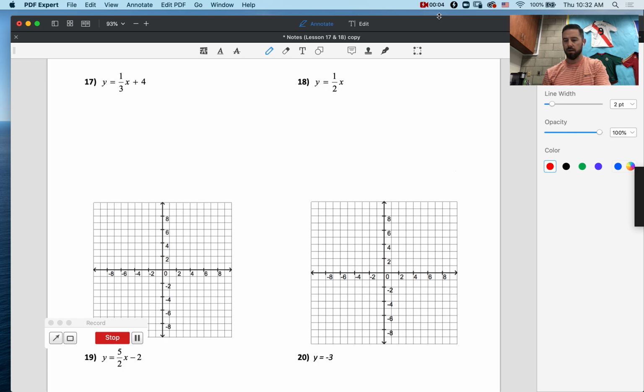Alrighty, let's get it going. Part two. Part two. I did a little outfit change from part one. You can tell, quick little outfit change. Same environment though. Part two of our graphing using tables lesson.